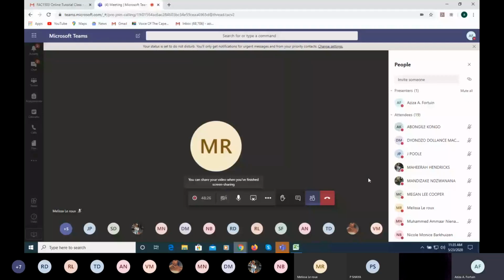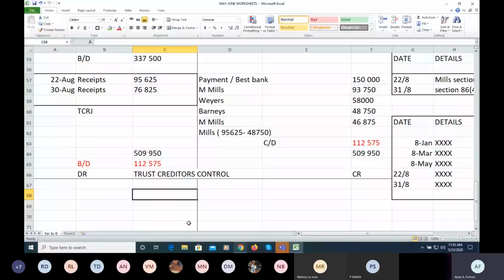Okay, trust creditors control. Everybody complete the trust creditors control. It should have taken you 2 minutes. Okay, so we know our balance brought down is 337,500. That's marks for jam, eh? Let's look at more marks for jam.